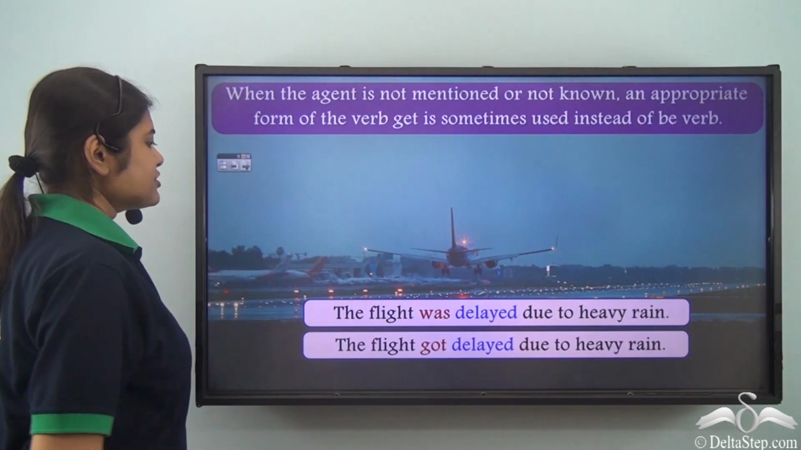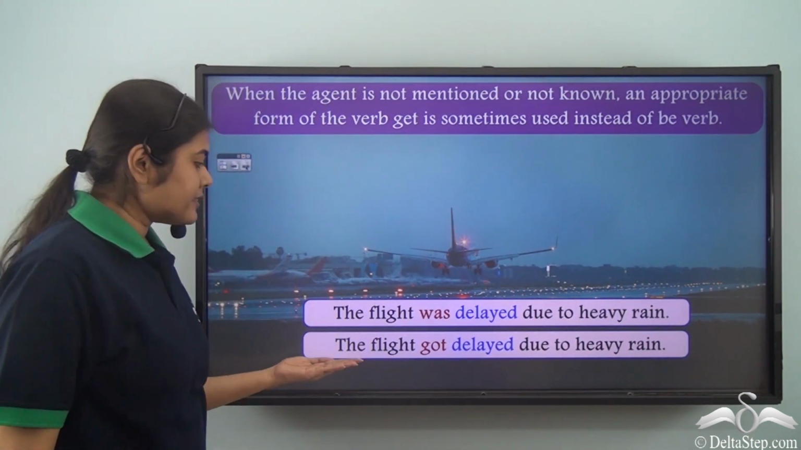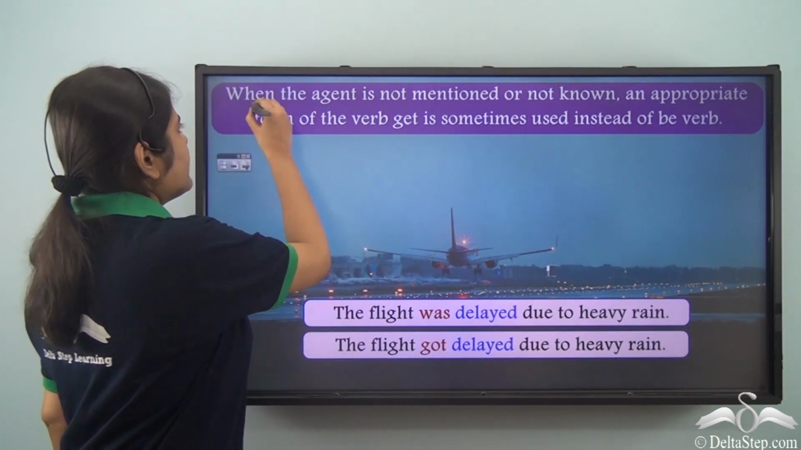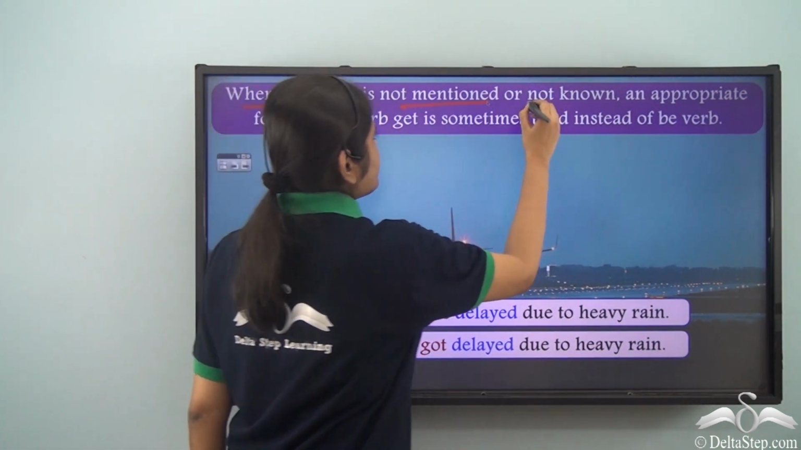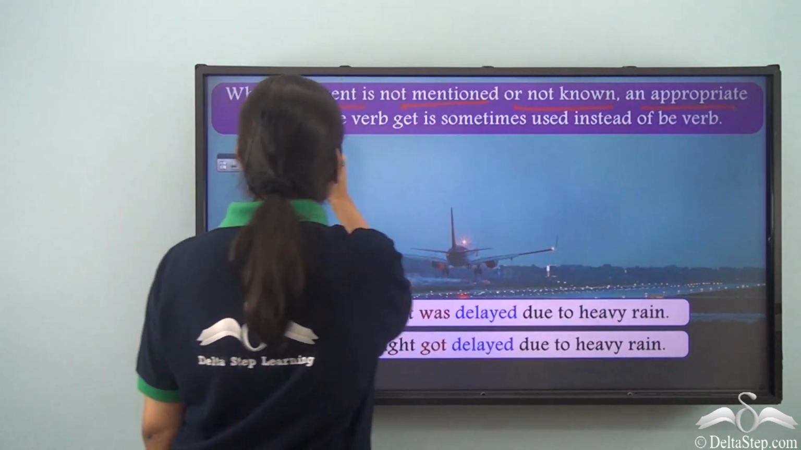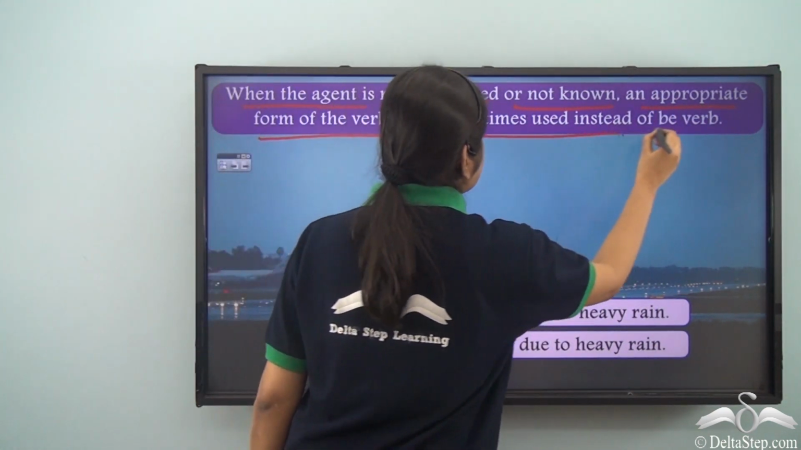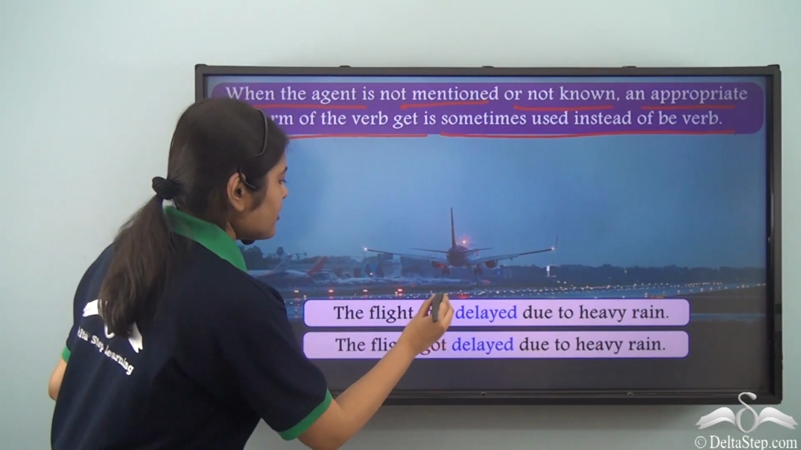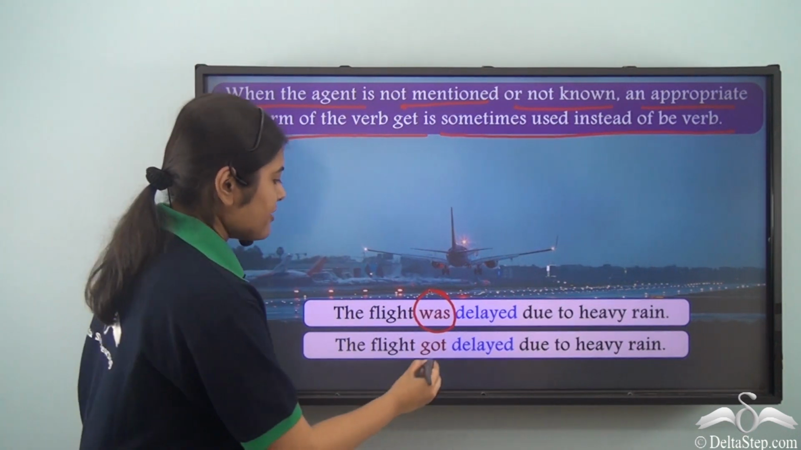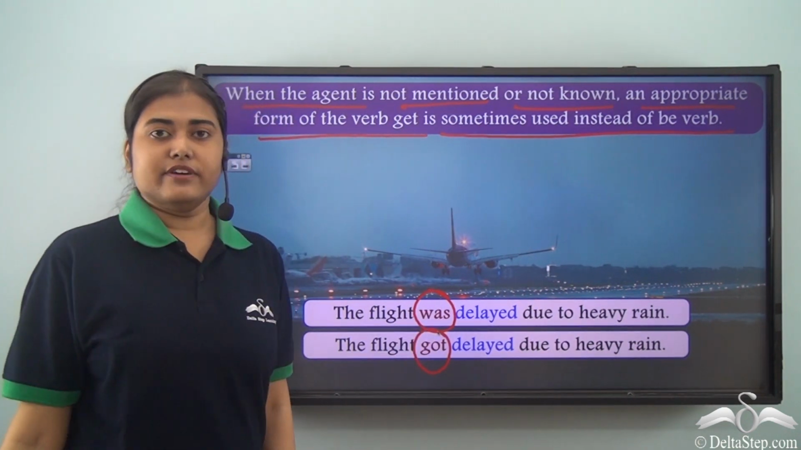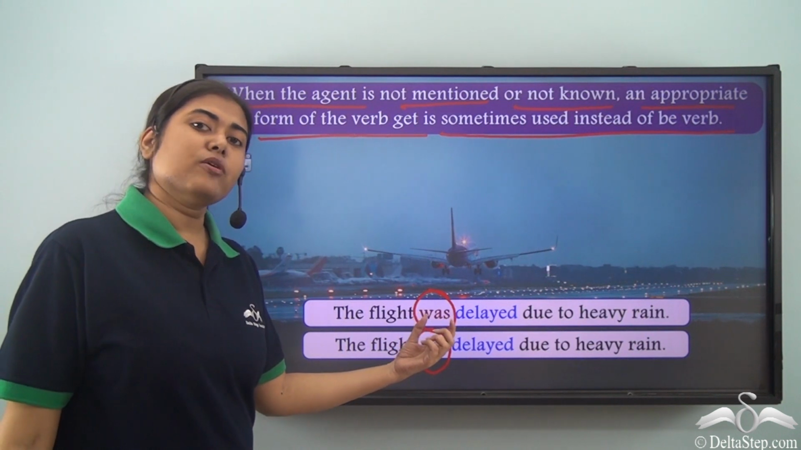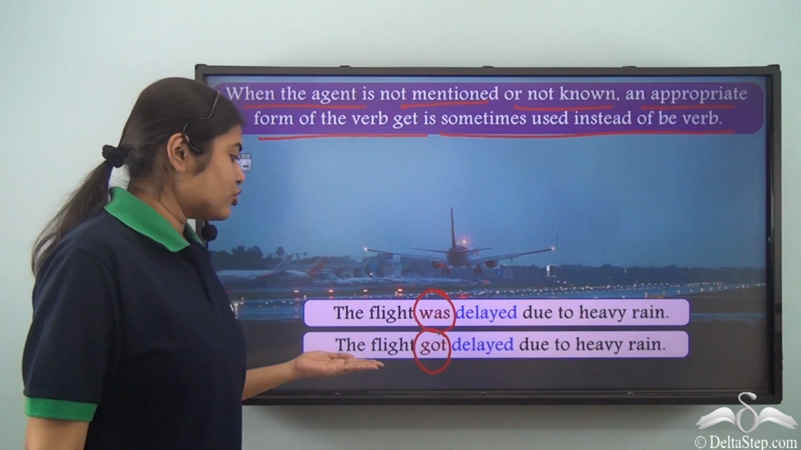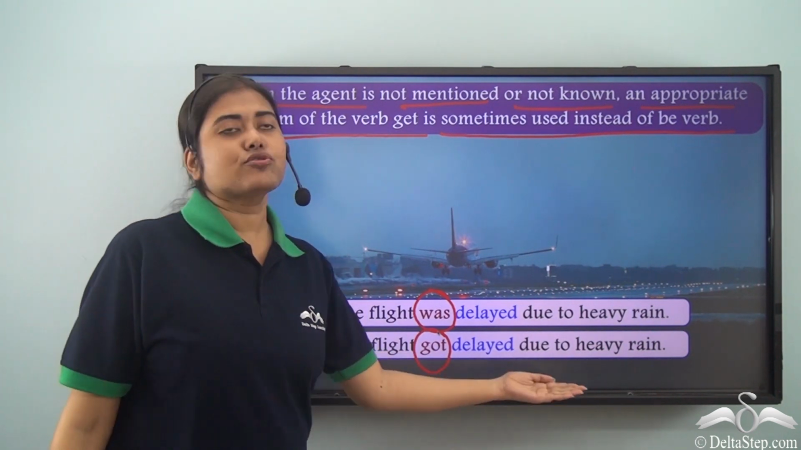Now at times you will see sentences like the flight got delayed due to heavy rain. So when the agent is not mentioned or not known, an appropriate form of the verb get is sometimes used instead of the be verb. So instead of this be verb, we have used the get verb. Since we have used the past form of be verb here, we have used the past form of get. So the flight got delayed due to heavy rain.